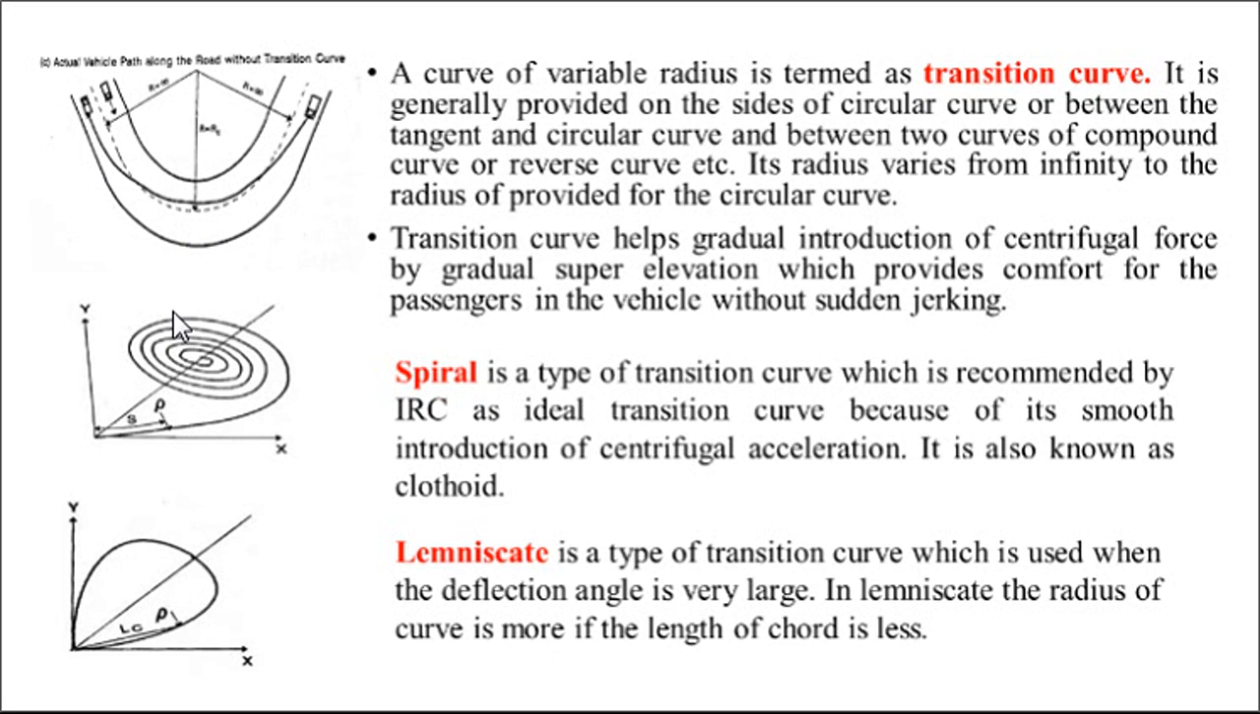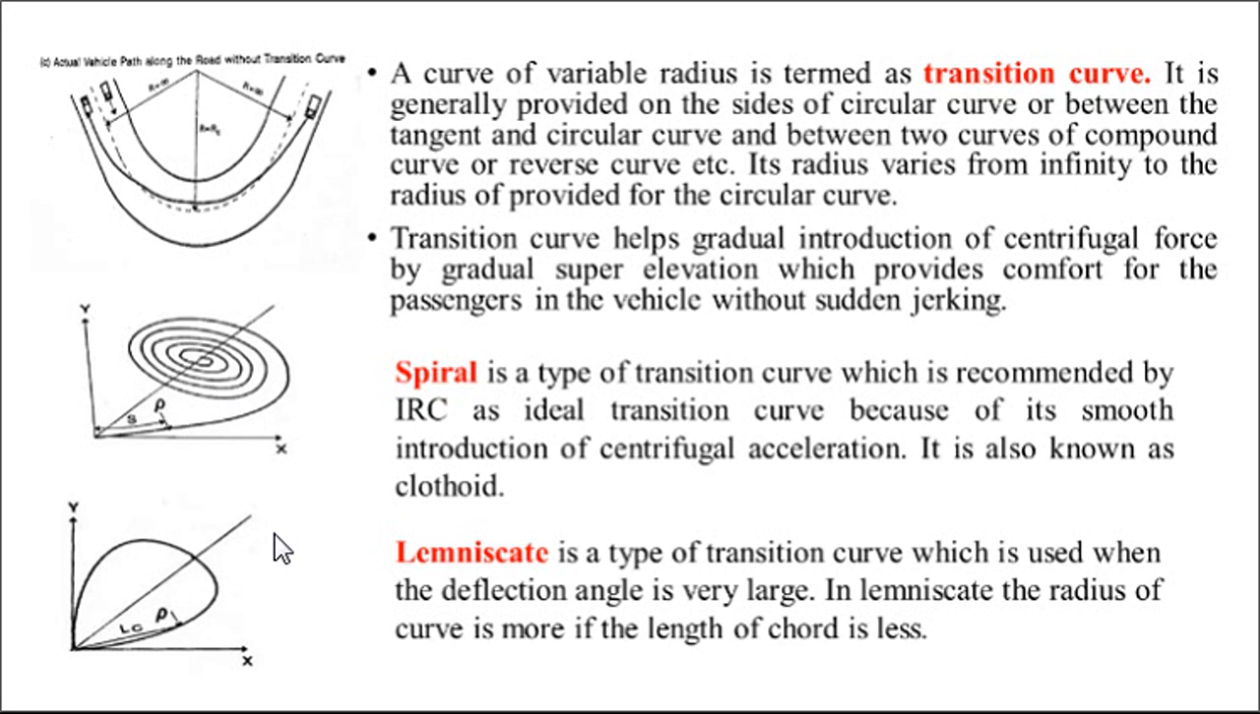Then the next type of curve is the spiral curve. A spiral curve is a type of transition curve which is recommended by the Indian Roads Congress as an ideal transition curve because of its smooth introduction of centrifugal acceleration. It is also known as clothoid. So generally in case of summits, these curves are provided to give the proper centrifugal force acceleration.